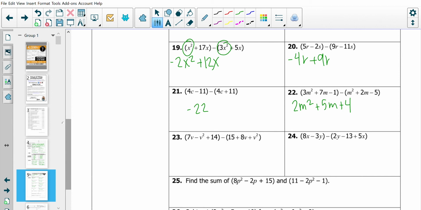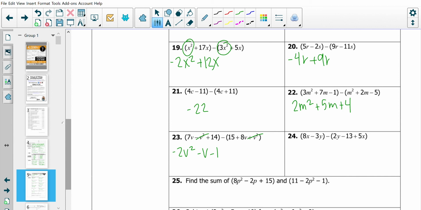What do I start with on 23? V squared. So what's it going to be? Negative 2v squared minus v. Good. Or minus 1. Good job. I have a question. Yes. Can we put a 1 before the V? You can if you would like, yes. Your answer choice will never have the 1 there, but I won't count it wrong.